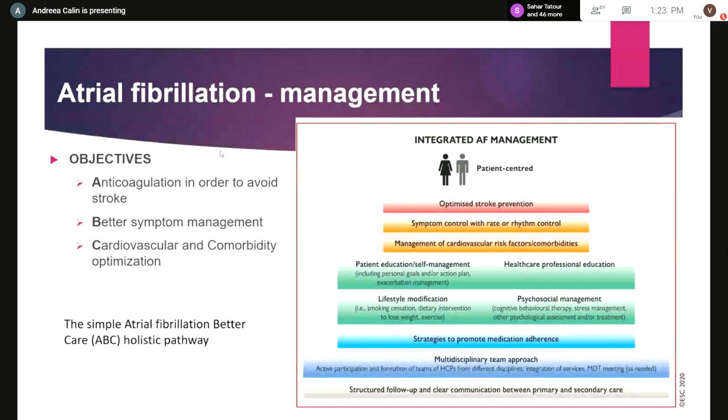The objectives of management refer to this simple ABC holistic pathway in the present guidelines, with anticoagulation that is very important to avoid stroke, with better symptom management to increase the quality of life of these patients, and also cardiovascular and comorbidity optimization in all patients.